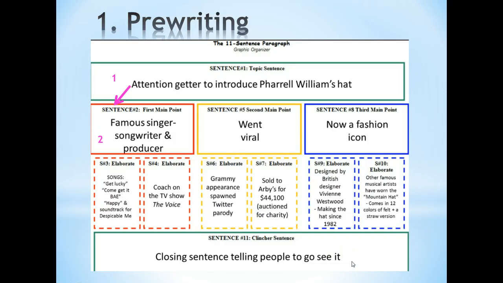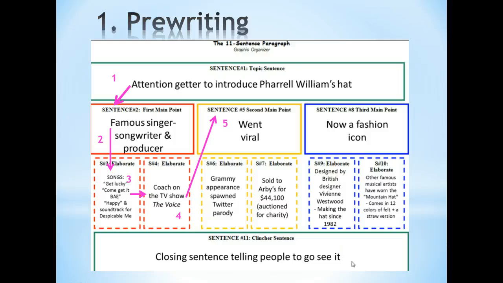After that, your second sentence will introduce your first main point, which for this assignment is the fact that you should go see it because he's a famous singer, songwriter, and producer, and it belonged to somebody famous. From there, you'll have sentence 3 and sentence 4. Notice both of these sentences are labeled with elaborate. These are supporting details that specifically support your first main point, sentence number 2, the sentence that came immediately before them. After sentence 4, you're going to want to transition to sentence 5, which should be your second main point. In this assignment, it's that you should want to go see the hat because it's so famous on its own.